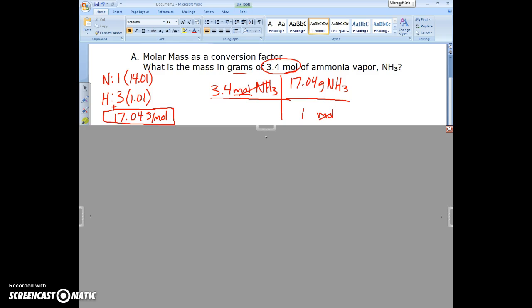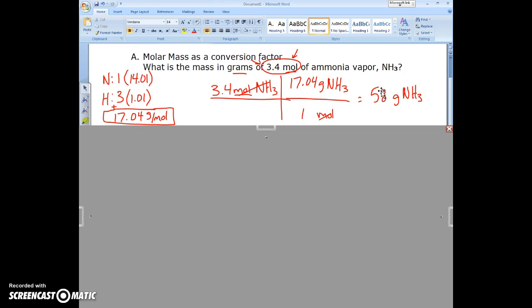Moles cancel. All I'm left with are grams, and that is what they wanted. So grams of ammonia. And then I have to calculate what the answer is. So, let's see. With the correct number of sig figs. Oh yes, sig figs. So 3.4 times 17.04 gives me a mass of, and I need 2 sig figs because you base it only off the number given in the problem. So rounded to 2 sig figs, 58 grams of ammonia are in 3.4 moles of ammonia vapor.